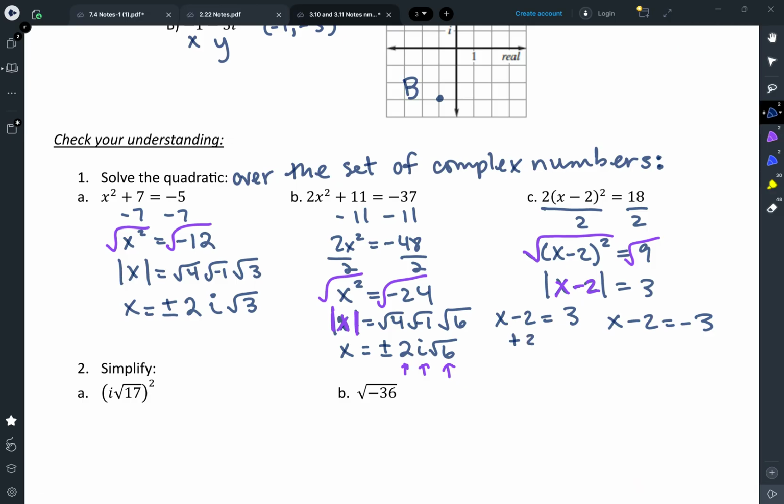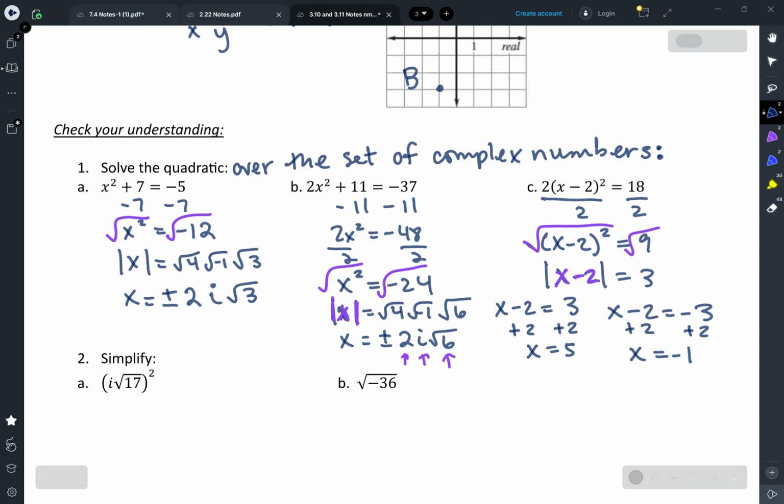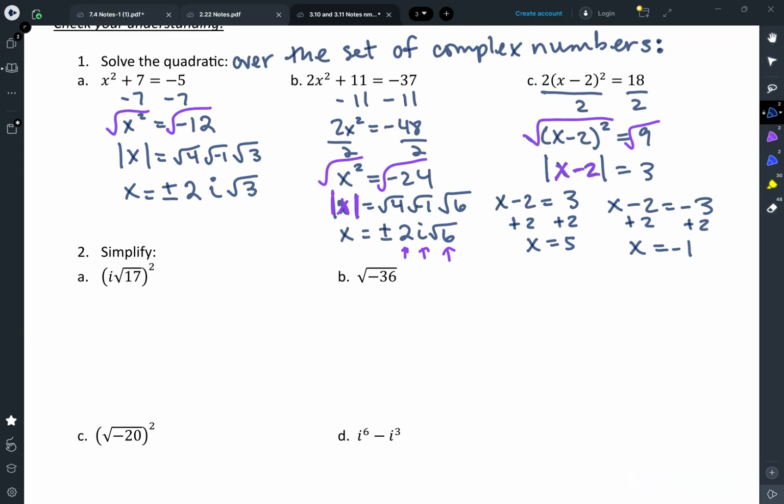When we add 2 on both sides, we get x is equal to 5 or x is equal to negative 1. And they're both going to work. 5 minus 2 would give me a 3 squared. Negative 1 minus 2 would give me a negative 3 squared. But either way, if I square 3 or negative 3, I'm going to get a positive 9. So both are going to be solutions.